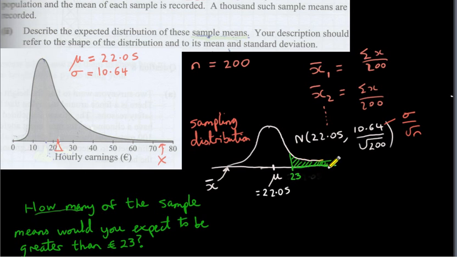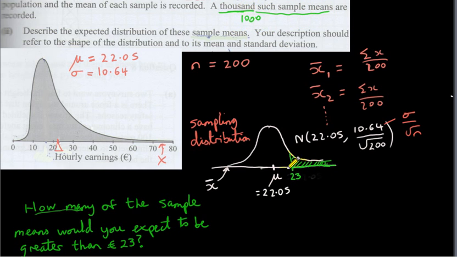That's this area here. The total area underneath a probability distribution is 1. So to find this area will involve reading normal tables. That gives us these areas. But first of all, we must convert this to a standard normal distribution to get this area. Once we find the area, then we can get the actual number of sample means that are greater than 23 euros, because we're told in the question that 1,000 sample means are recorded.